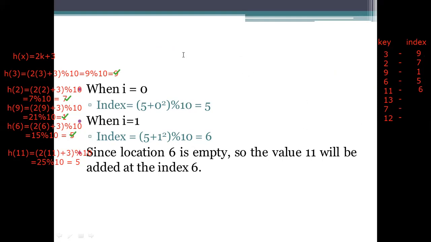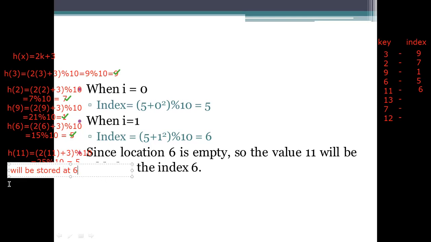And coming to the next one. So here calculate the value. So now the value will be stored at 6.